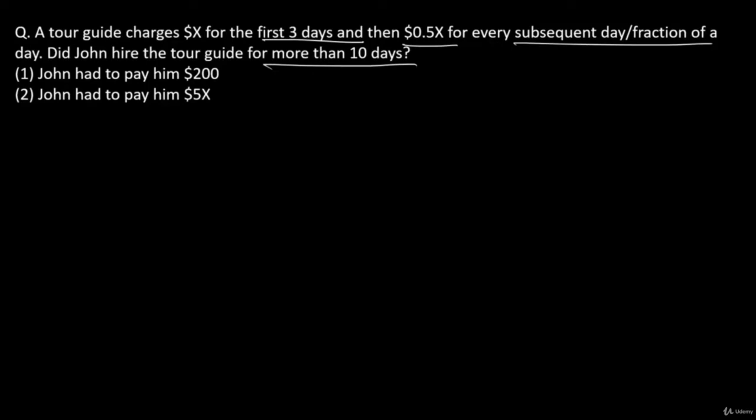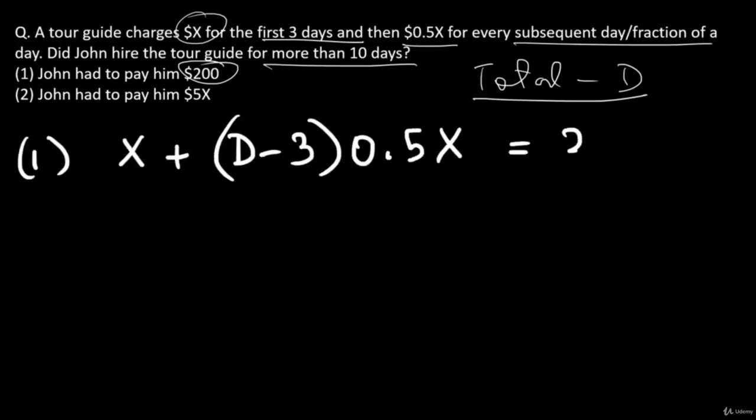Let's do it together. Now, statement 1 says John had to pay him $200. Now, let's write an equation. For the first 3 days, he's paying him X dollars, right? Now, let's say that he hired him for a total of D days. So I can say that X plus D minus 3 into 0.5x is equal to 200, right? For the first 3 days, he's paying him X dollars, and for the remaining D minus 3 days, for each day, he has to pay him 0.5x dollars, and the total is 200.